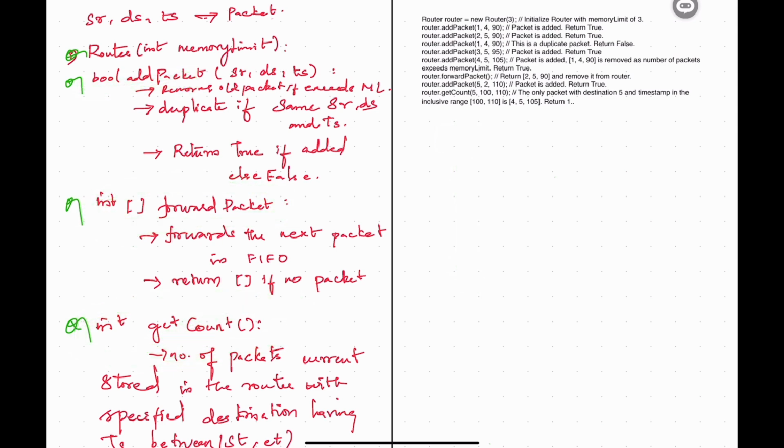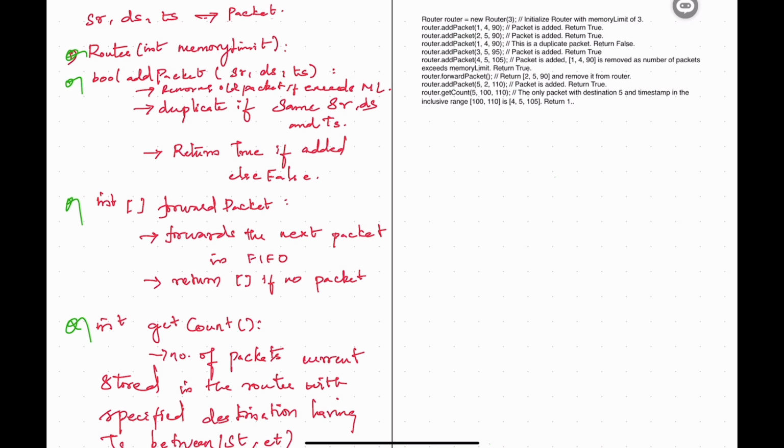Initially, as we said, forward packet means we have to return the first inserted packet. When we call add packet with some source, destination, and timestamp and it exceeds the memory limit, that time also you have to remove the oldest packet, which means the one inserted in the list first. So both perform the same first in, first out: when the memory limit is exceeded as well as in forward packet, we have to remove whichever packet got inserted first.